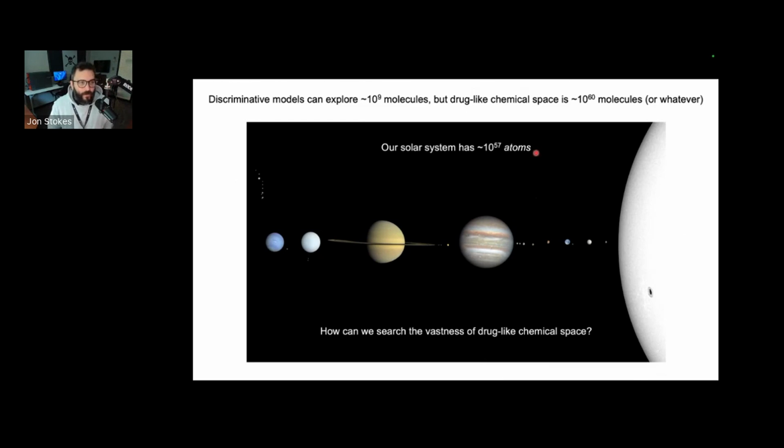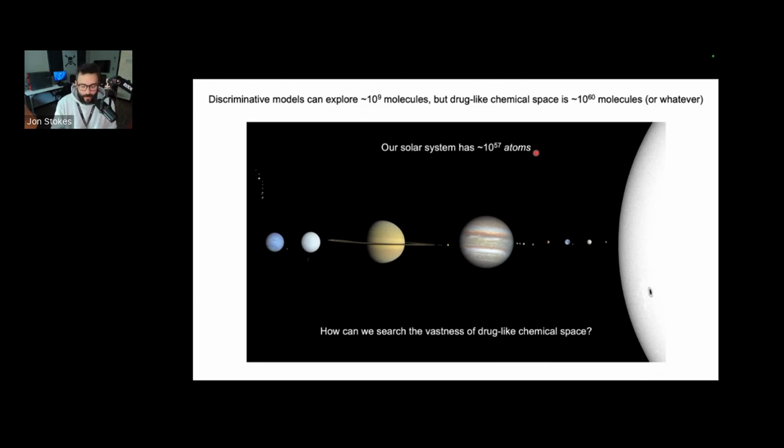But there's an inherent limitation with discriminative models like I described, right? Discriminative models can explore maybe about 1 billion molecules before compute times become intractable. If you have a trained model and you run 1 billion predictions on some in silico chemical library, that's going to take you like a month, or at least it would take us about a month of continuous compute time. And after that, it takes too long.